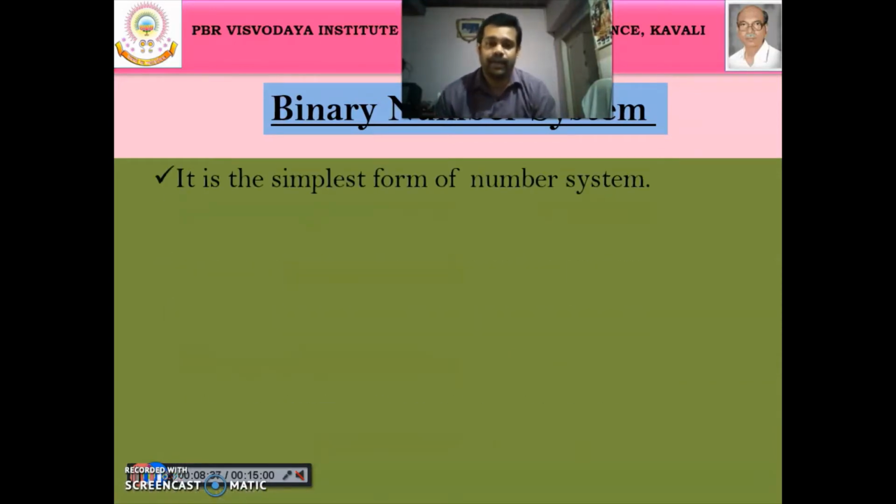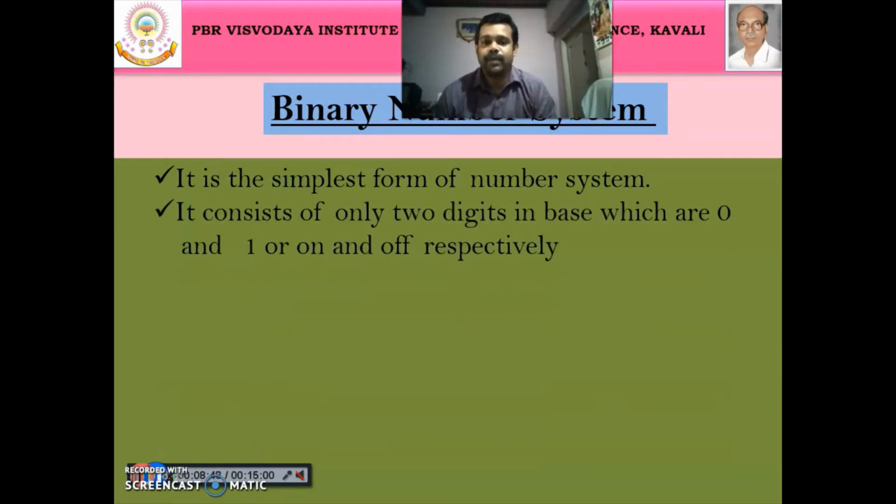The next number system we are going to see is the binary number system. In the binary number system, we are using only two numbers, that is 0 and 1. And this binary number system is the simplest form of number system.